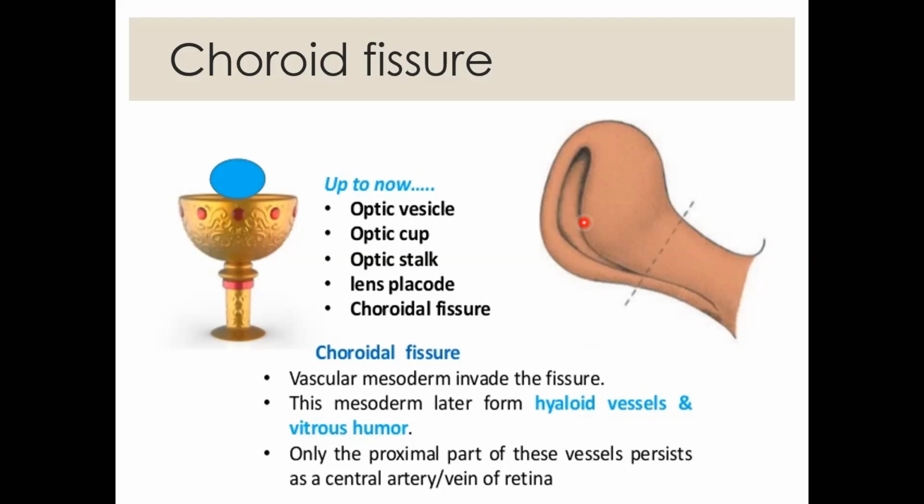Is this clear? The vitreous and the hyaloid canal, hyaloid artery, they are mesenchymal structures. They are incorporated from below through this choroid fissure, and once the mesenchyme is incorporated inside, this choroid fissure will close, and the optic cup will then start forming the rest of these structures. I'll come to tell you that. And how the lens is getting inside, I told you this is actually getting detached from the surface ectoderm. I'll come again on this point. So vascular mesoderm invades the fissure. This mesoderm later forms the hyaloid vessels and the vitreous.